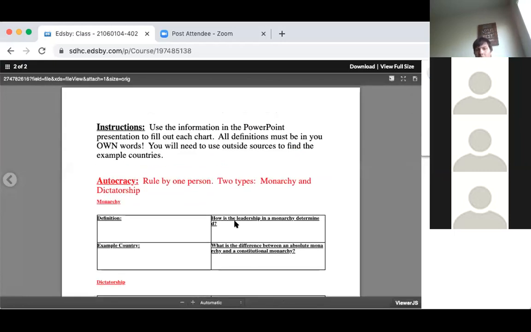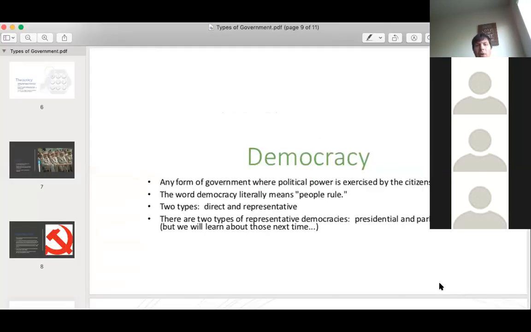What you guys are going to do, I am not going to go through the PowerPoint for you like I normally do. You guys are going to spend this entire class period in breakout rooms, and you're going to help each other fill this out. So what you would do is, let me get a new share going here. In your breakout room, you guys will view this.